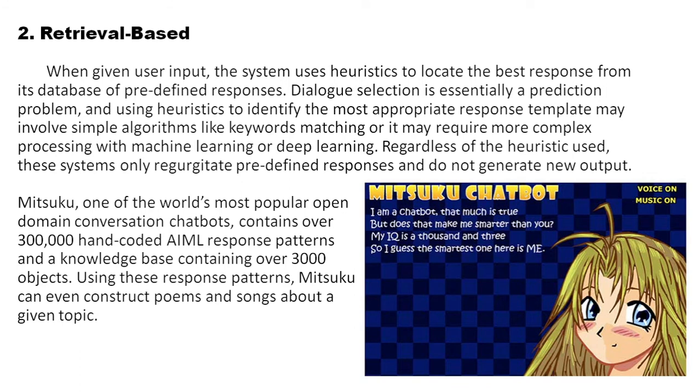Second one is retrieval based. When given user input, the system uses heuristics to locate the best response from the database of predefined responses. Dialog selection is essentially a prediction problem, and using heuristics to identify the most appropriate response template may involve simple algorithms like keyword matching, or it may require more complex processing with machine learning or deep learning. Regardless of the heuristic used, these systems only regurgitate predefined responses and do not generate new output.